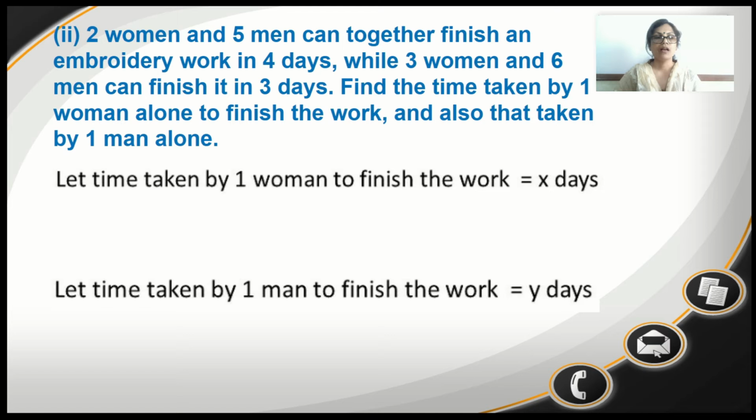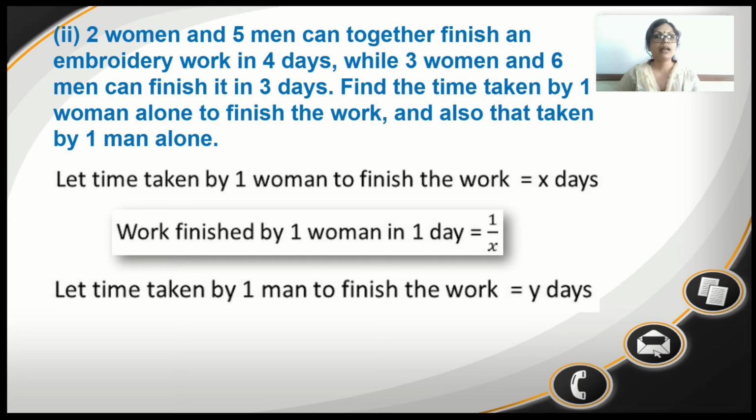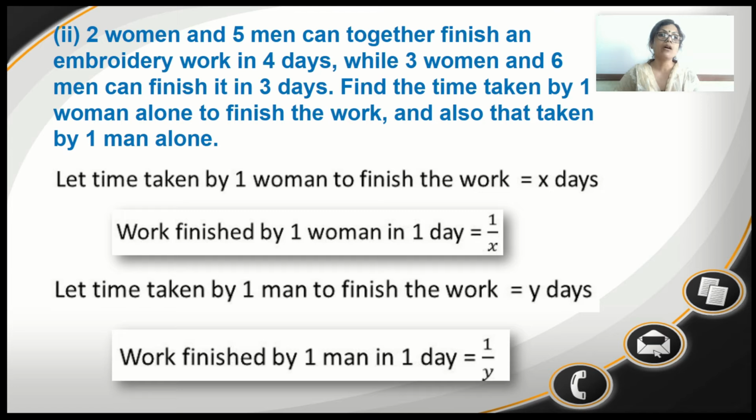We have taken, let the time taken by a woman to finish her work as x days. So in 1 day, she will complete 1/x part of the work, 1/x part of the total work. Okay. Then let the time taken by 1 man to finish the work be y days. So in 1 day, how much work will the man complete? 1/y part of the work. 1/y part of the work he will complete. Please remember, our condition should always be work completed in 1 day. Alright?